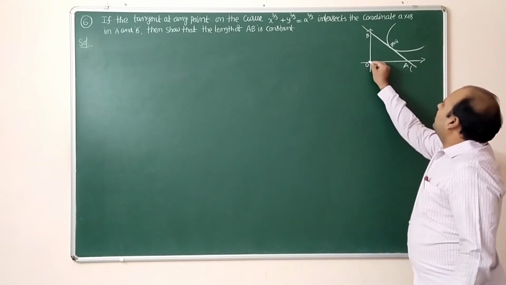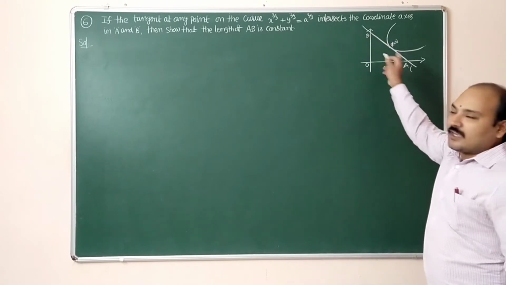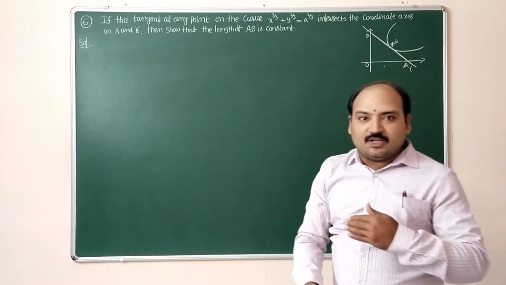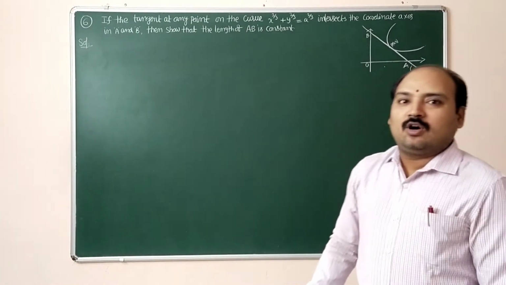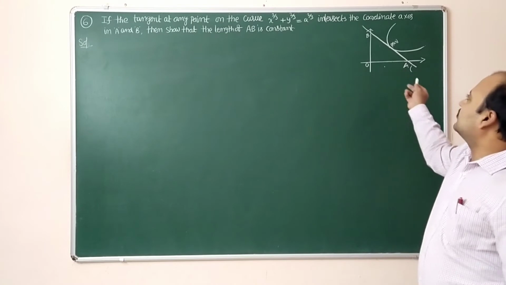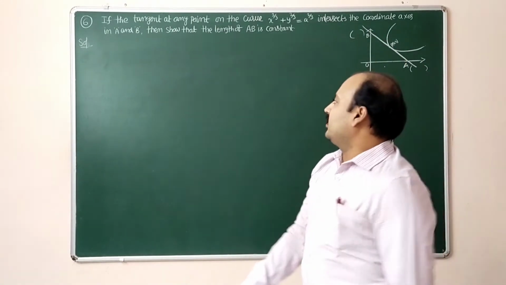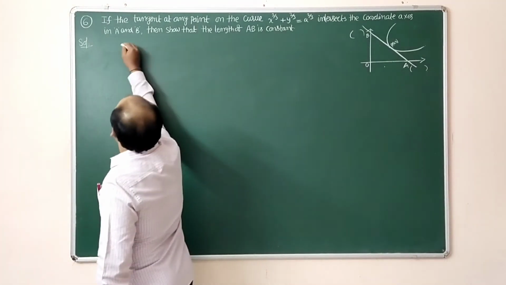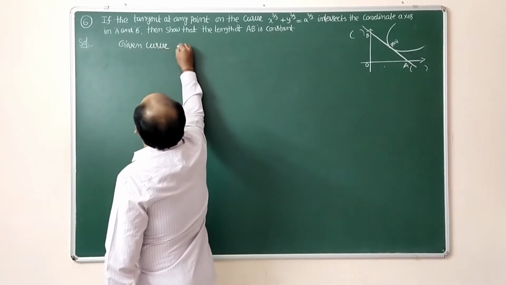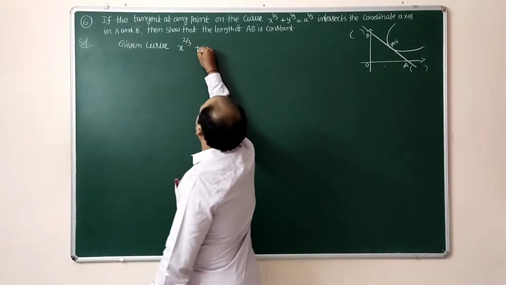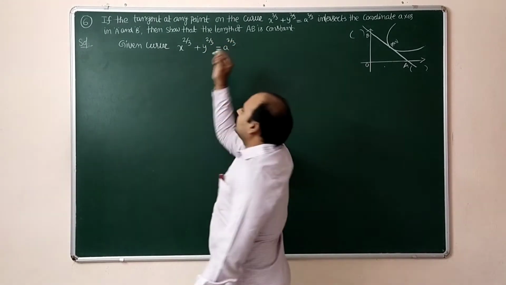So from here to here, OA is the x-intercept and OB is the y-intercept. After getting the tangent equation, convert it into the intercept form of the straight line, x by a plus y by b equal to 1. After that, you can find the distance between point A and point B. So first, the given curve: x power 2 by 3 plus y power 2 by 3 equal to a power 2 by 3.